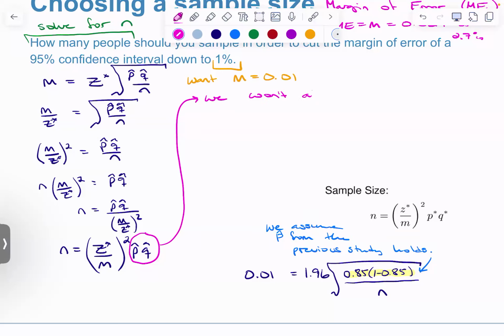We won't always have a p hat from a previous study. In that case, we use 0.5, right? We assume a 50-50 split. Okay? And so we won't always have a p hat from a previous study. So we replace p hat with p star.